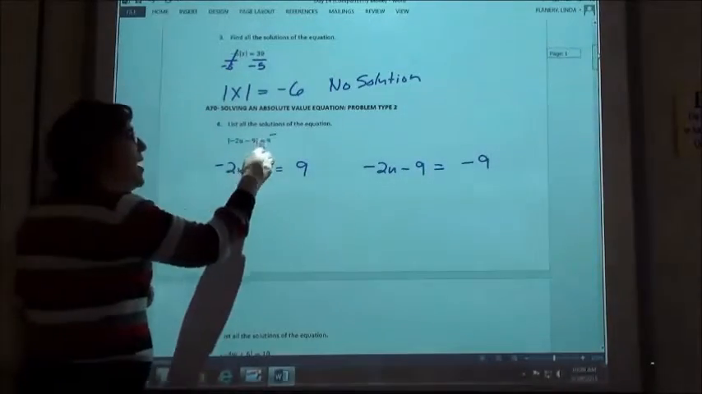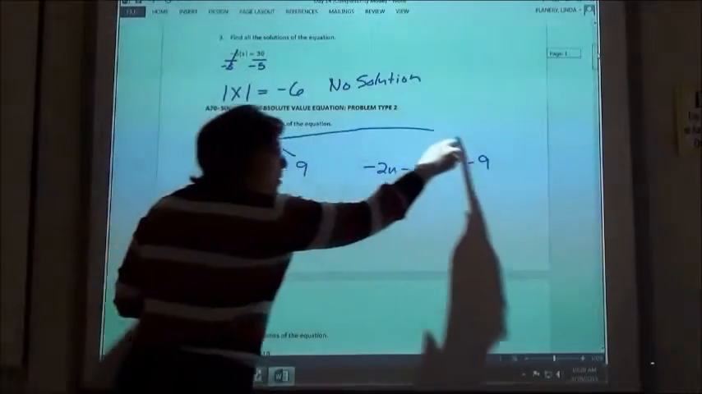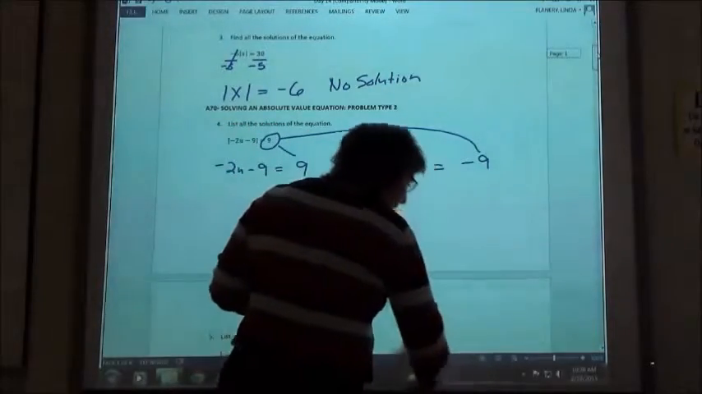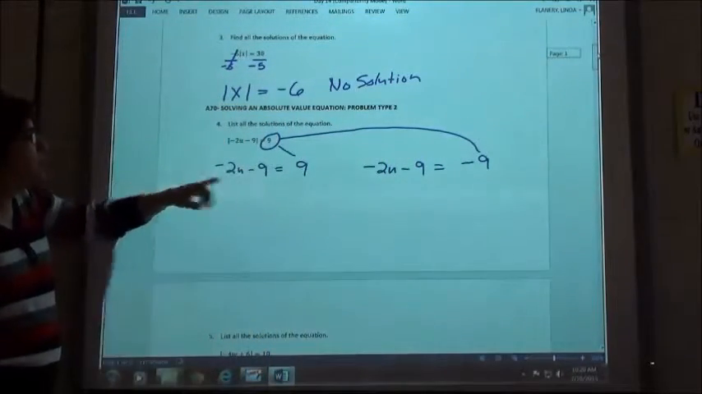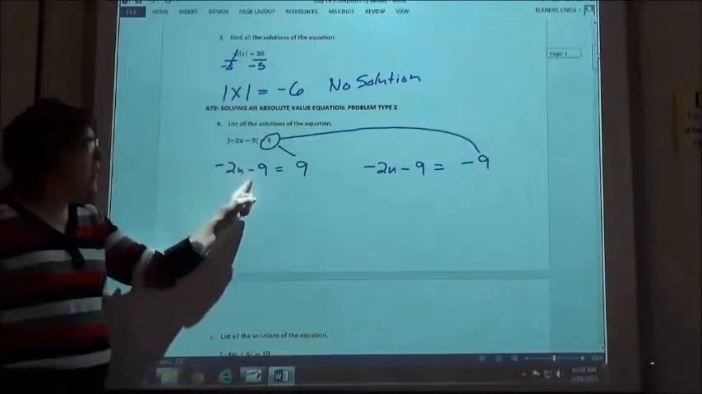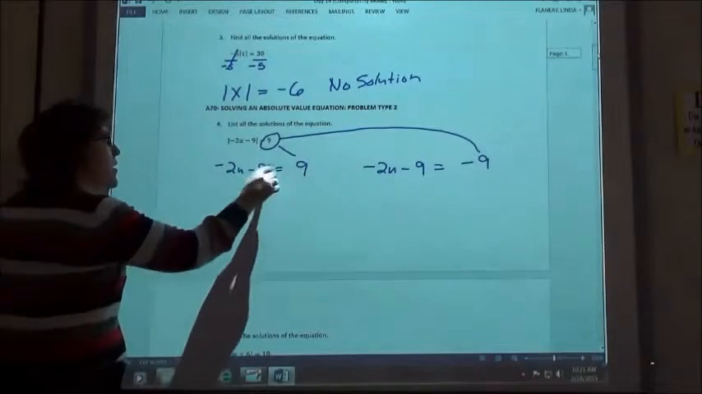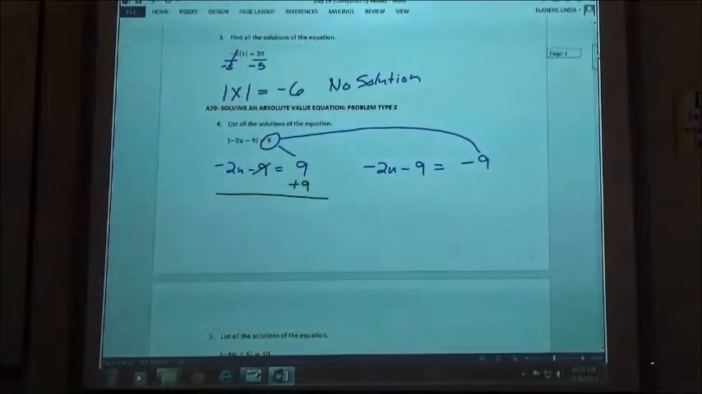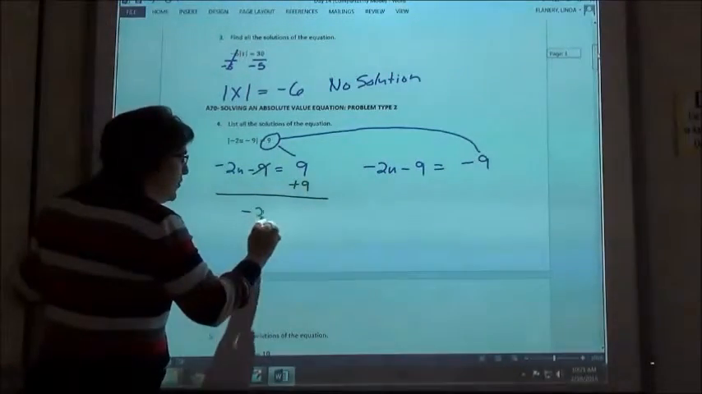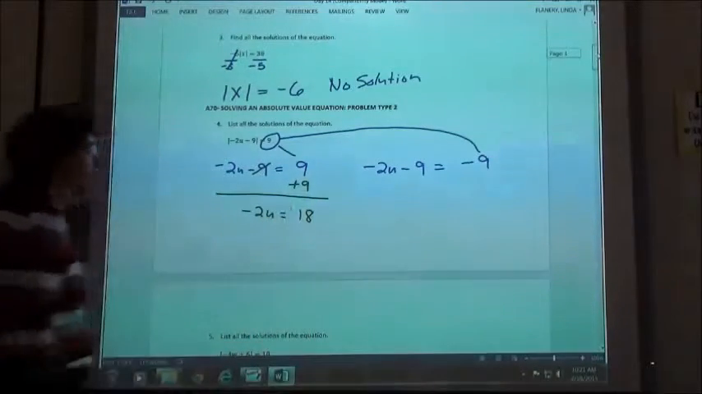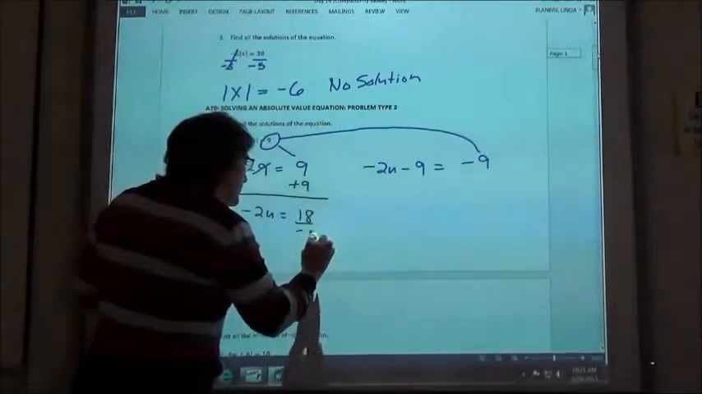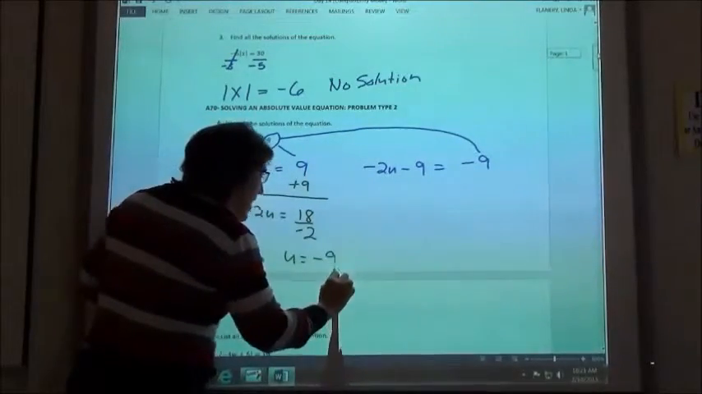So if this number is positive, then I'm going to have two problems. One's equal to the 9 and one's equal to the negative 9. I solve each of those separately, just like I solve every other equation. So on the first one, if I want to get the u by itself, I've got to move my 9 to the other side. So I'm going to add that 9, right? Negative 2u equals 18. And then I have to finish solving that, so I'm going to divide by negative 2. U equals negative 9.